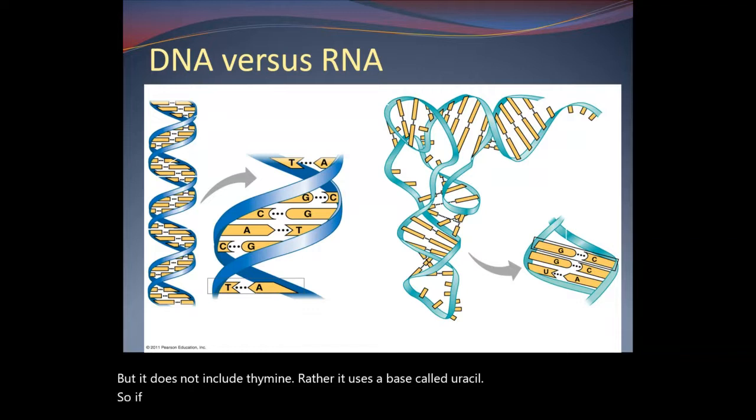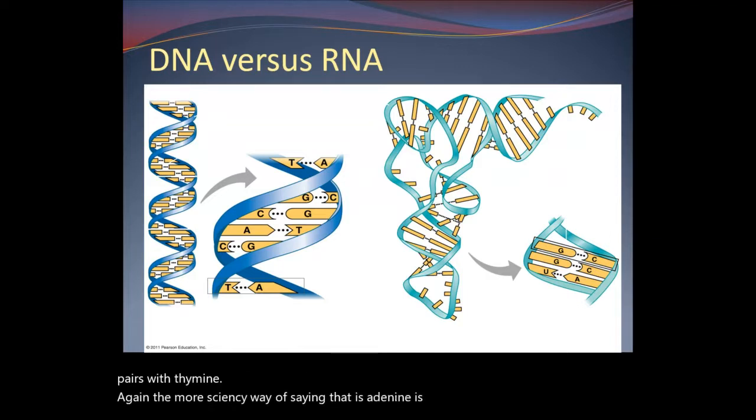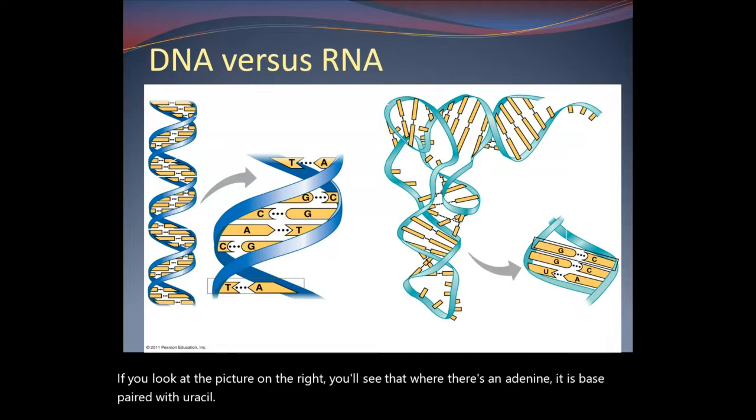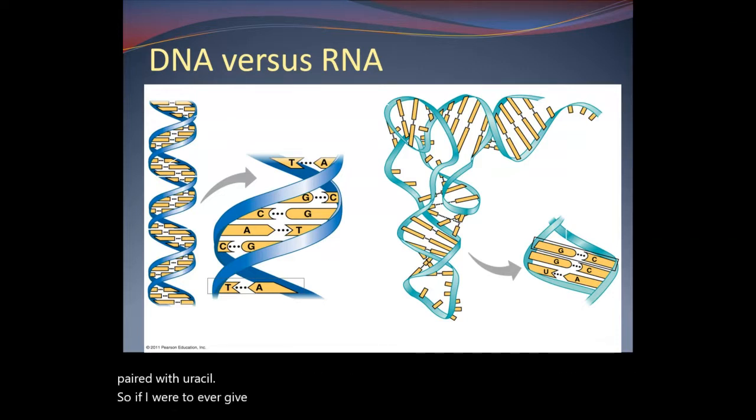So if you look at the pictures on the slide, for DNA on the left, you will see that adenine base pairs with thymine. Again, the more sciencey way of saying that is adenine is complementary to thymine. For RNA, if you look at the picture on the right, you'll see that where there's an adenine, it is base paired with uracil.